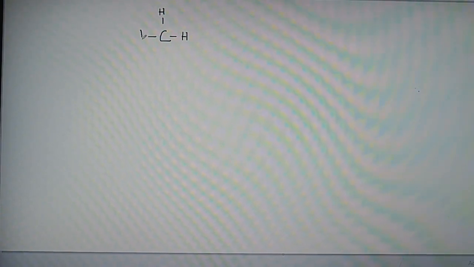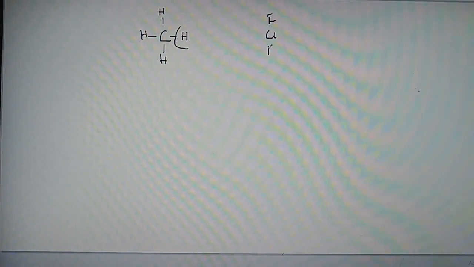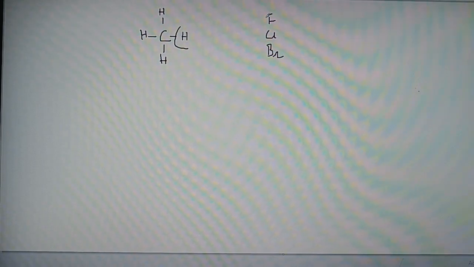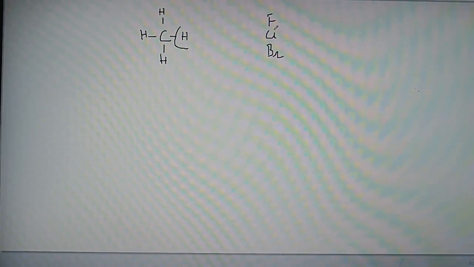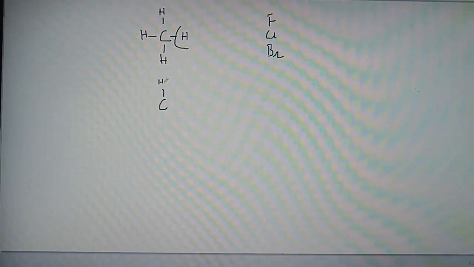haloalkanes. This is the simplest of the lot. Let's say for example you start with methyl, and you just remove 1 hydrogen from here. Now the halogens are fluorine, chlorine, bromine, iodine, astatine. Any of these will have a valency of 1, so they can share 1 electron from here. So it can come like this.